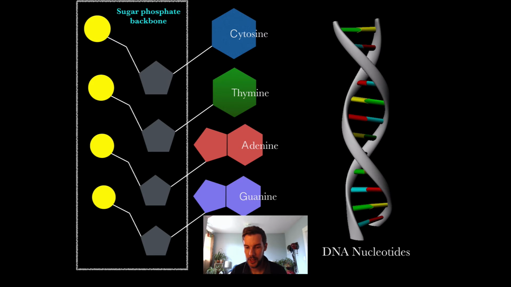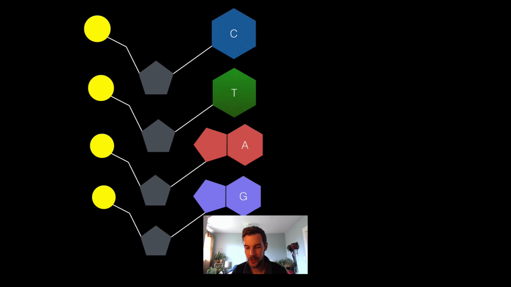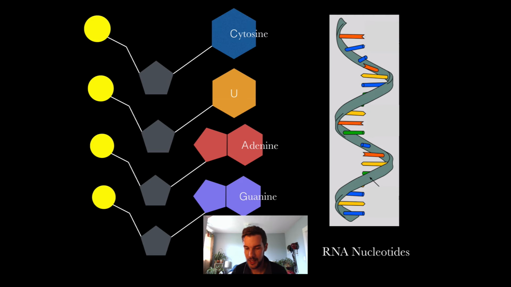For the main structure of DNA, we have the sugar phosphate backbone, and those do not change from nucleotide to nucleotide at all. If we change from DNA to RNA, RNA is going to be single-stranded, and it's going to contain uracil instead of thymine. So replace all those T's with U's.